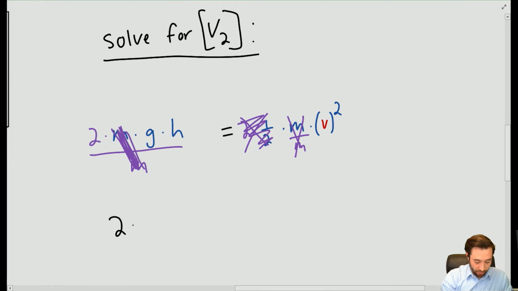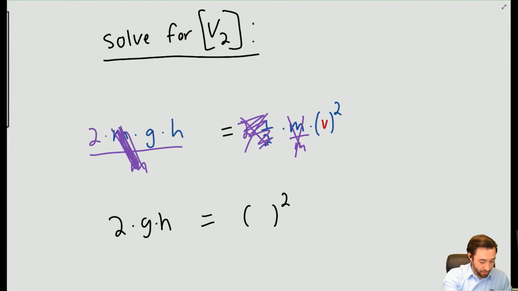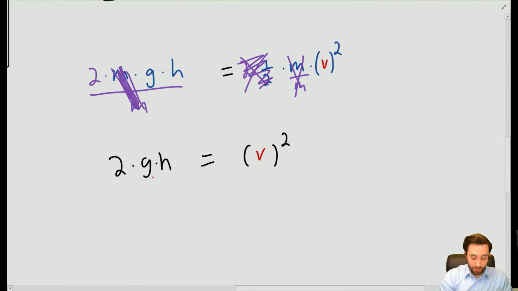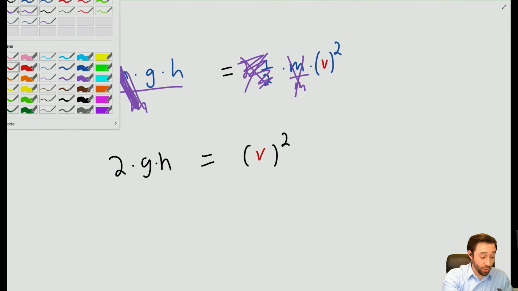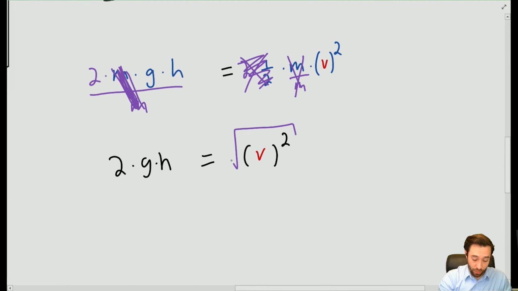And if I'm going a little too fast, that's why I'm recording this on YouTube, so you can go back and rewatch it. So this is what I've currently got. And then switch back to red. I've got 2 times the acceleration due to gravity times the height, and then I have v squared. So in order to get rid of a square, I have to take the square root, and this square root will cancel with this 2.